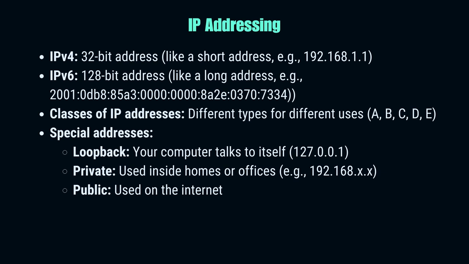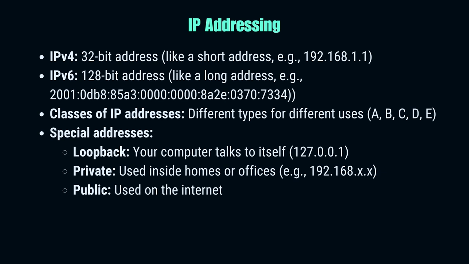We've explored the layers of network communication. Now let's focus on how devices are identified on a network using IP addressing. IP (Internet Protocol) addresses are unique identifiers assigned to each device on a network. They work like postal addresses for computers, ensuring data reaches its intended destination.